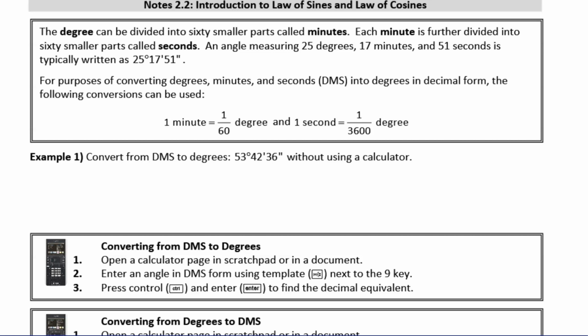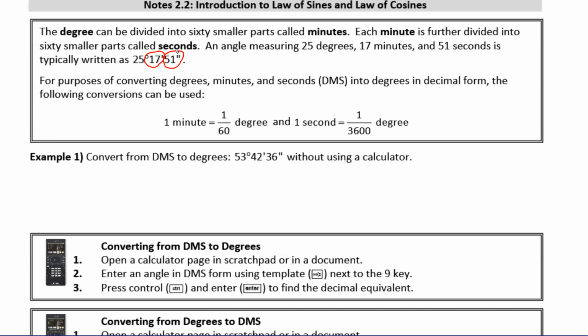An angle measuring 25 degrees, 17 minutes, and 51 seconds is typically written with the notation 25 degrees, 17, and a single apostrophe, and then like an end quote after the seconds. Okay, same way that you use feet and inches, same abbreviation.